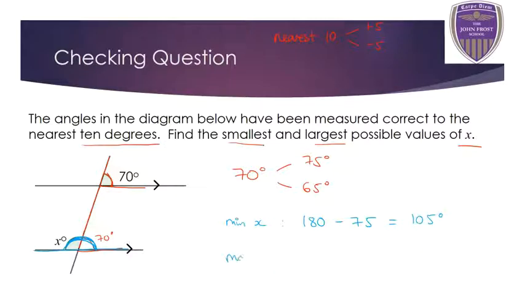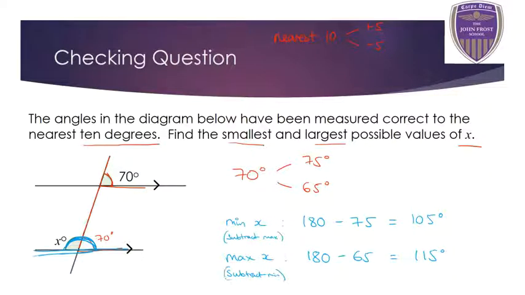Okay, if I want the maximum value of x, I'm still going to do 180, but I'm going to take away the minimum value. I'm going to take away the lower bound, which is 65. So the maximum value that x could be is 115. So it's important to get those the right way around. Whenever you're subtracting, which is what we're doing in this question, we're subtracting from 180. If you want the minimum value, you subtract the maximum. So I'll write that down. You subtract the maximum if you want the minimum. And if you want the maximum, you subtract the minimum.